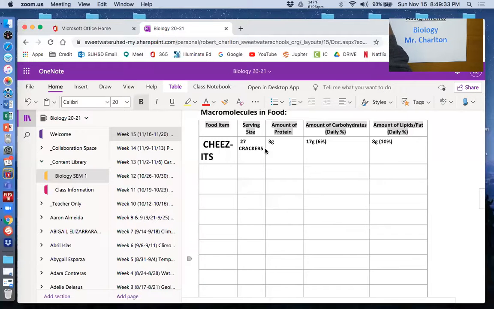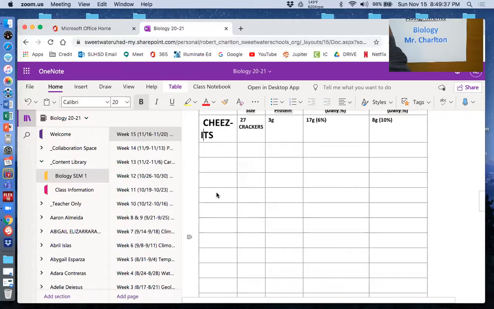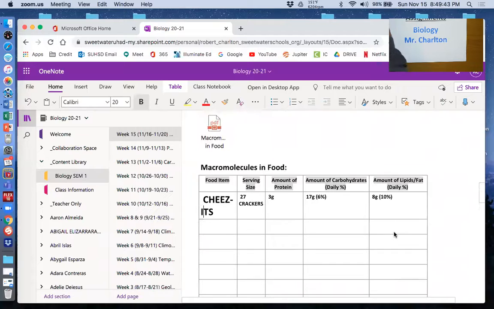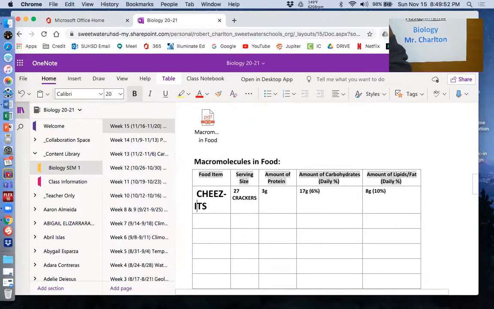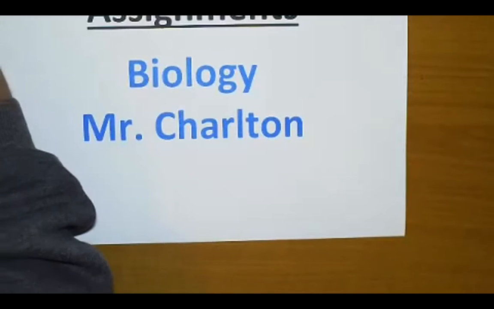Okay, and so you would just have this chart recreated, and I'll have 16 lines. Tell me the name of the product, and then tell me the serving size, the proteins, the carbs, and the fat. And I'll be talking about this in class on Monday and Tuesday. It'd be nice if you could get that done by Wednesday and Thursday's classes, because that will help you with the notes that we're going to take.